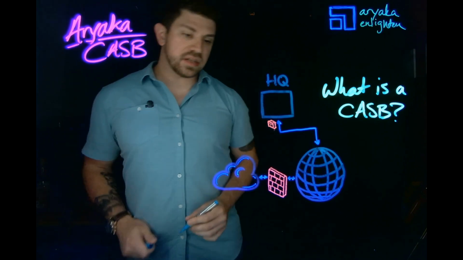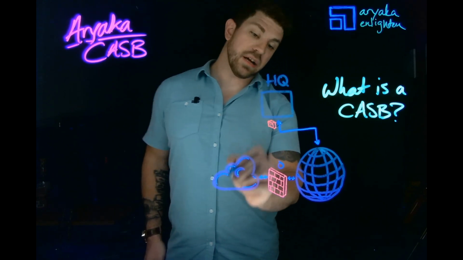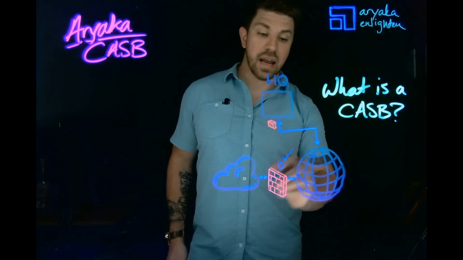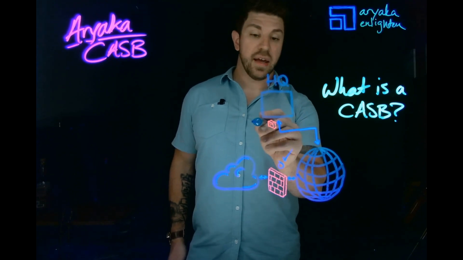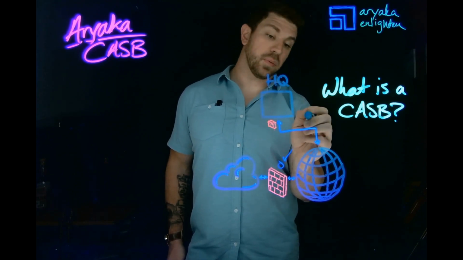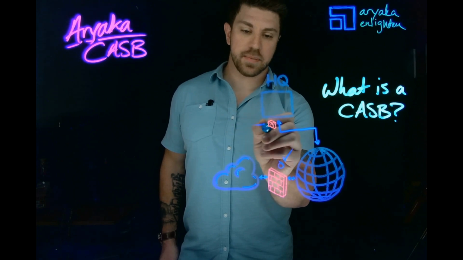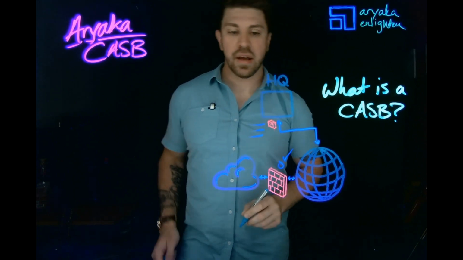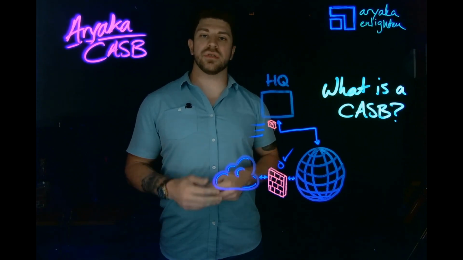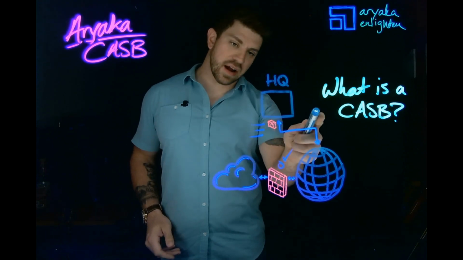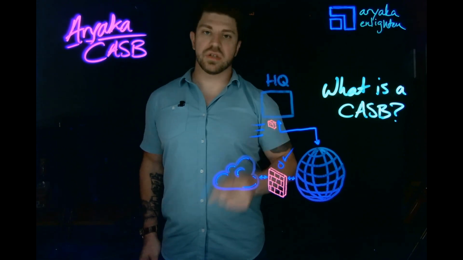Whether a CASB lives, say, in between a cloud service provider and the network, or on a device or some sort of agent-based delivery system between the net and the HQ, a CASB will inspect traffic as it passes through, and it will apply and enforce security policies that are set by your security personnel as the traffic travels through these points in between the cloud service provider and the consumer.